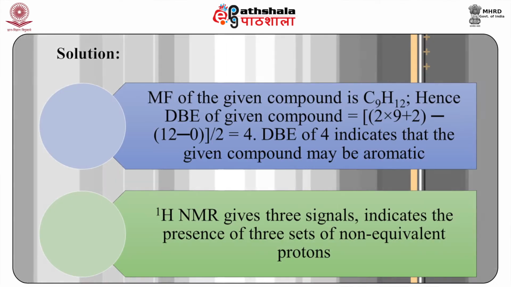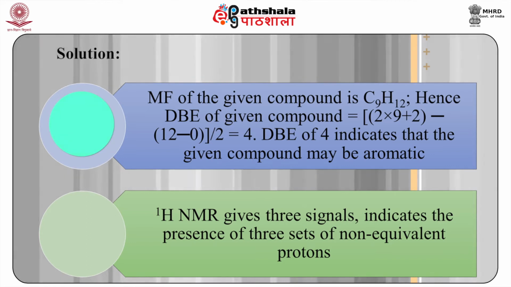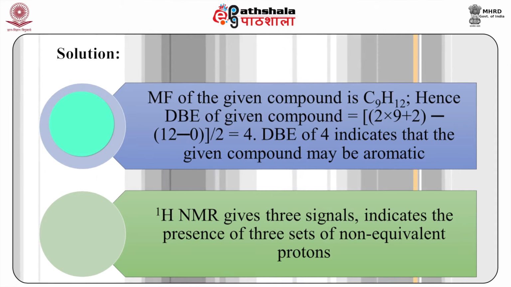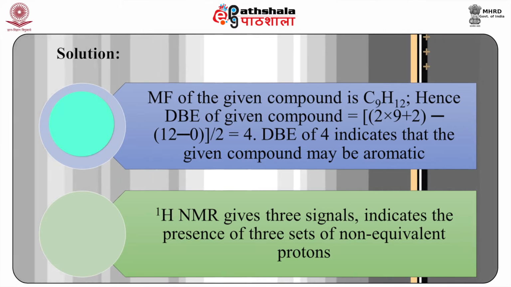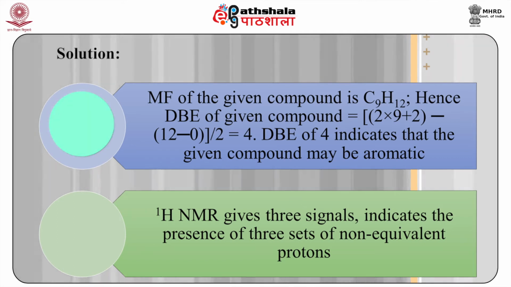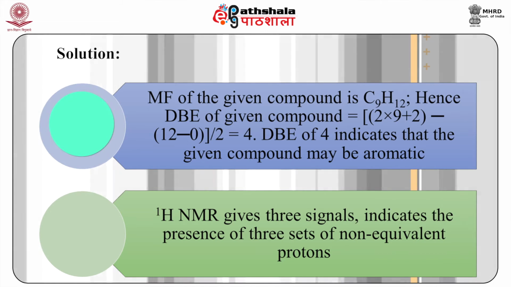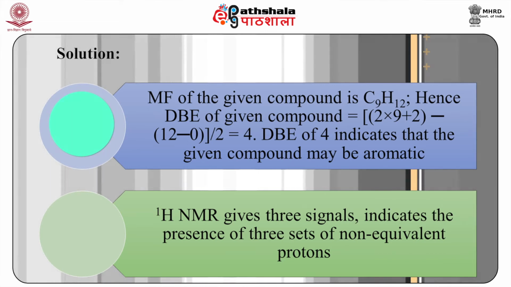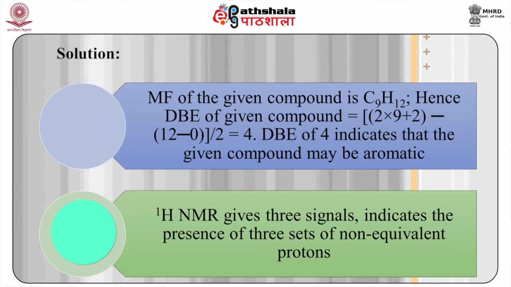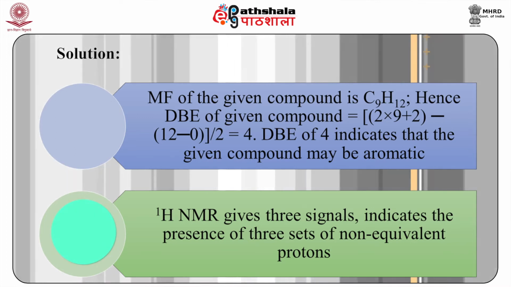First of all, the first rule, students, is to calculate the double bond equivalence of the given unknown compound C9H12. Calculating the DBE from the formula, as I have stated before, the DBE comes out to be 4. Now, as I have already stated, if the DBE is 4 or more, then the given compound may be aromatic. The proton NMR gives 3 signals, which indicates the presence of 3 sets of non-equivalent protons.